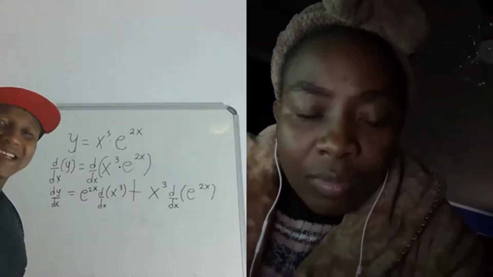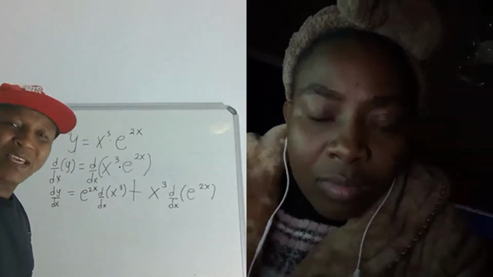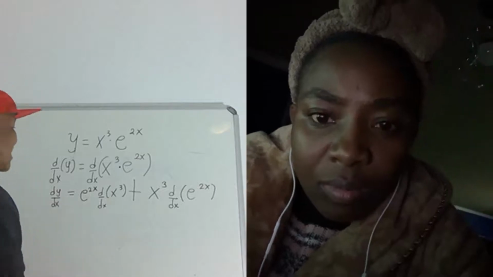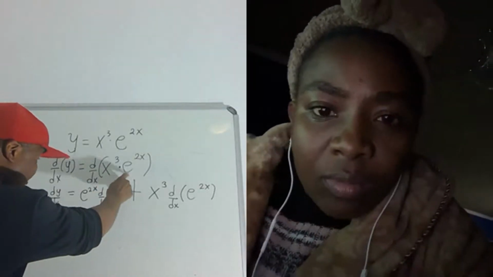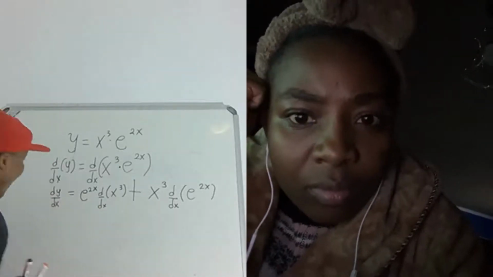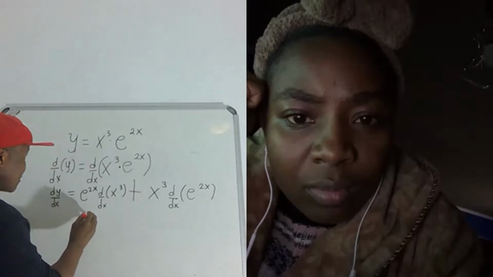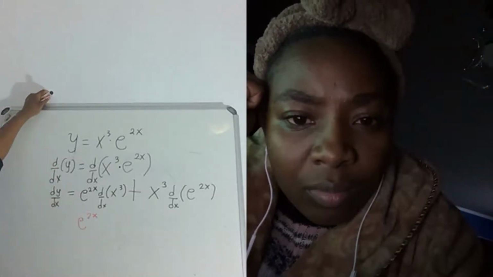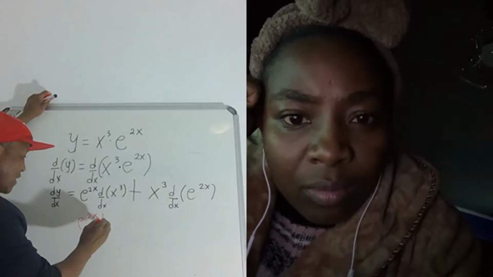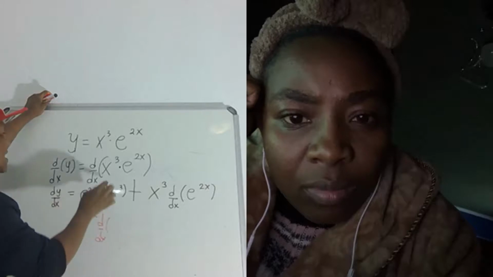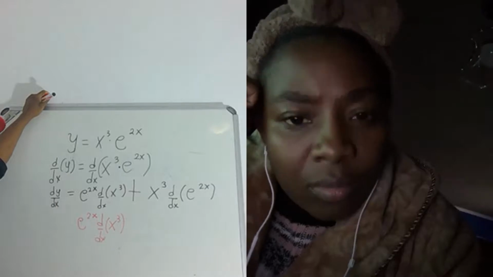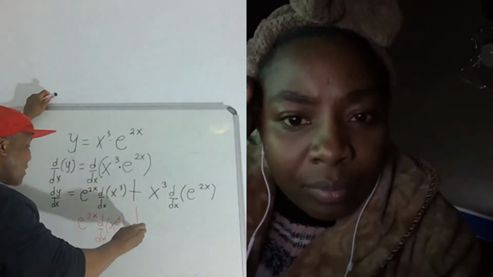Which one is first? Is this a product rule? Yes, it's a multiplication rule. When you say product, it means multiplication. So which one is the second here? You're the second one. I don't do anything with you because you're the second one. And then I'm going to differentiate you, the first one. That's all. And then make sure you say plus.